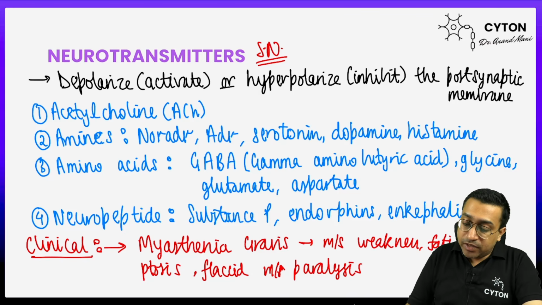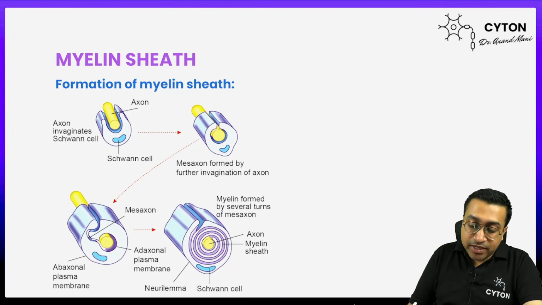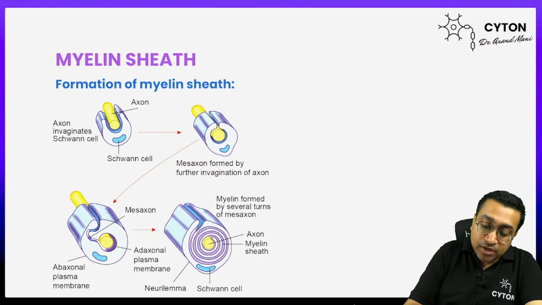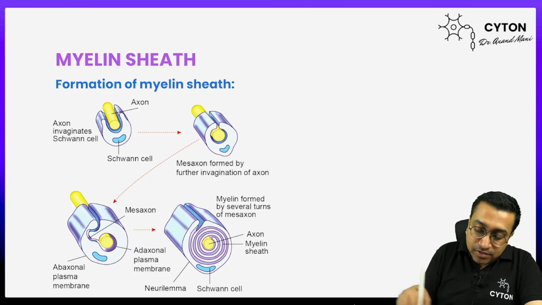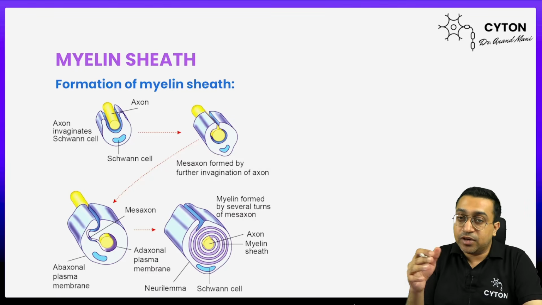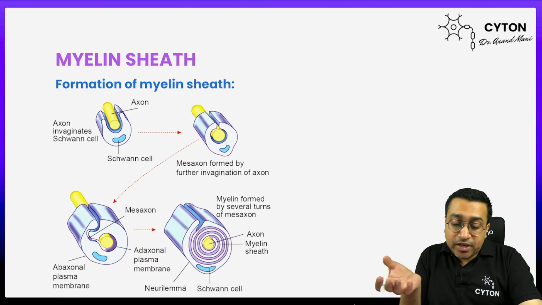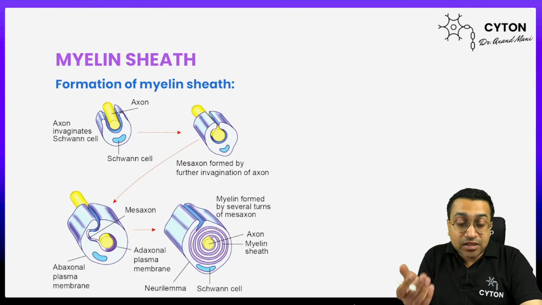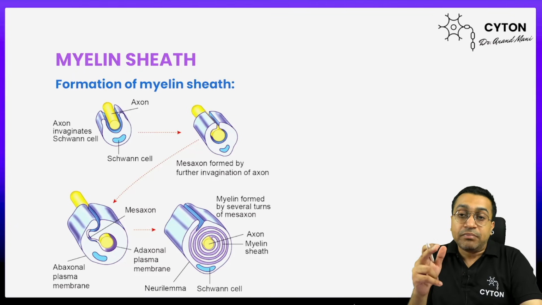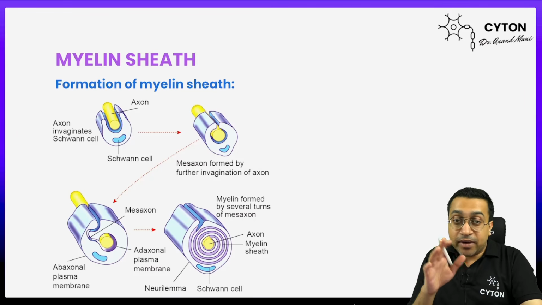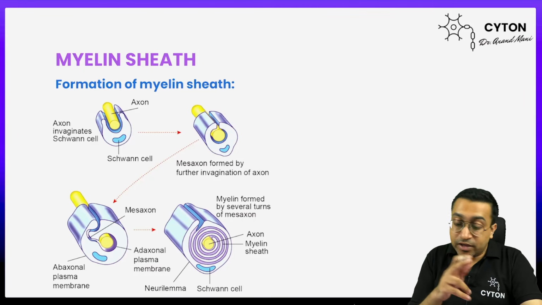Okay, then we come on to the next, that is the myelin sheath. Now formation of myelin sheath is again something which can be asked in the short note form. So just see this diagram to remember the same things which we are discussing. Now what is myelin sheath? It's an insulating sheath surrounding the axon of the myelinated nerve cells. Myelin is produced by oligodendrocytes in CNS.